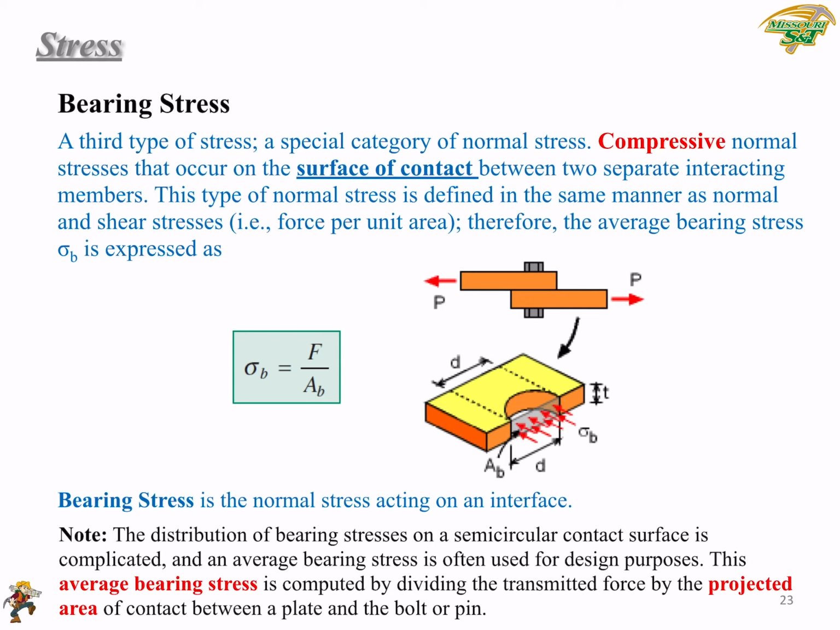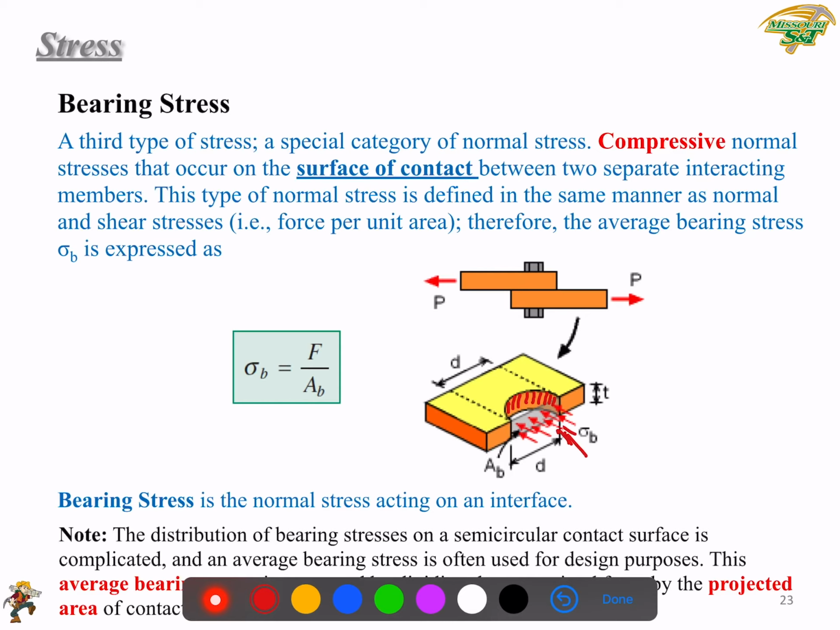This transparent gray color thing is a rectangle. So it's a rectangle with here the size D and here the size T. So the effective contacting area, or the projected area of this semi-cylinder shaped interface, will be this rectangle, and its area A_B is D times T. So this is the projected area.